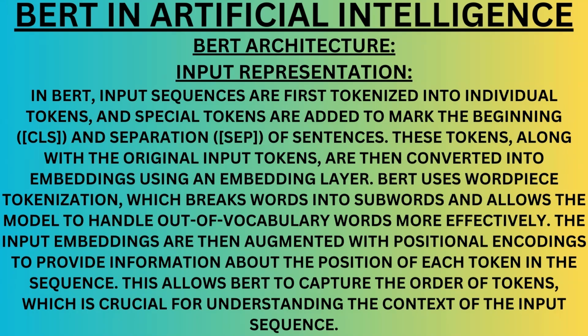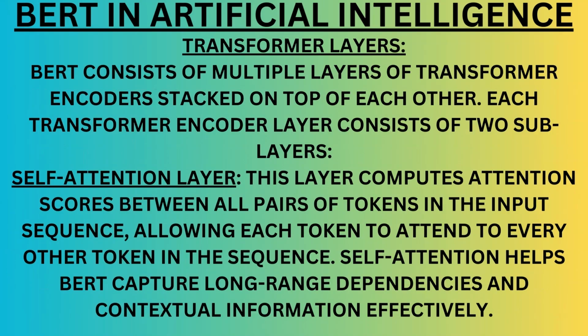The input embeddings are then augmented with positional encodings to provide information about the position of each token in the sequence. This allows BERT to capture the order of tokens, which is crucial for understanding the context of the input sequence.